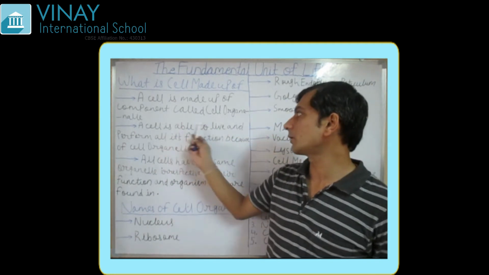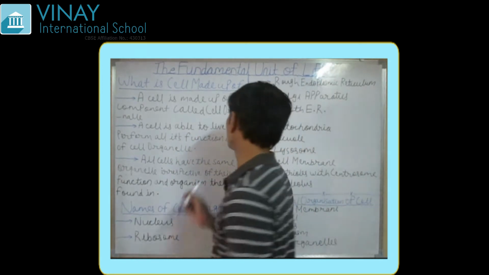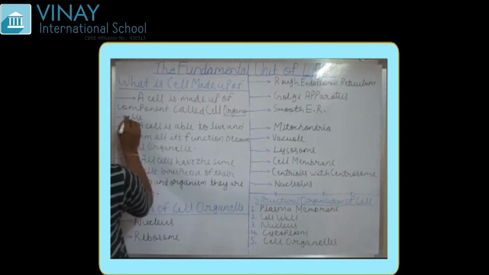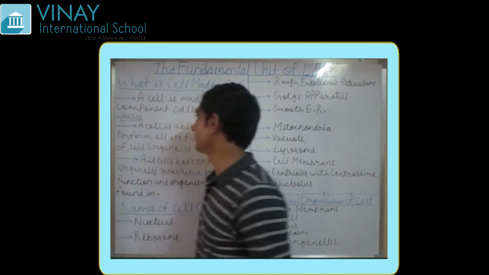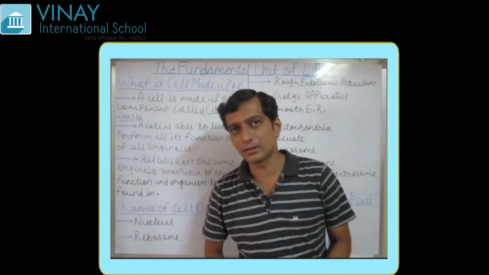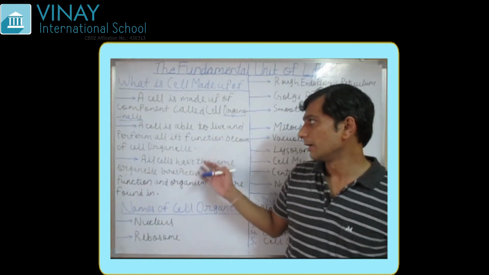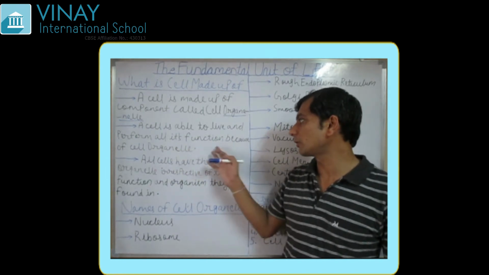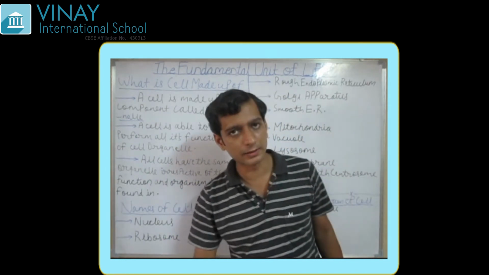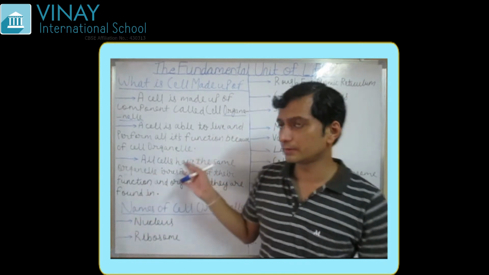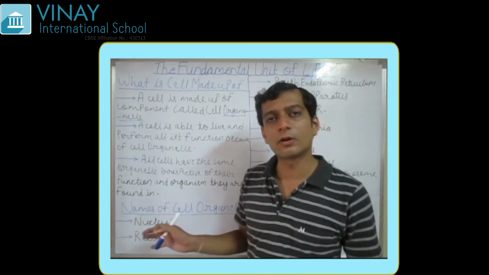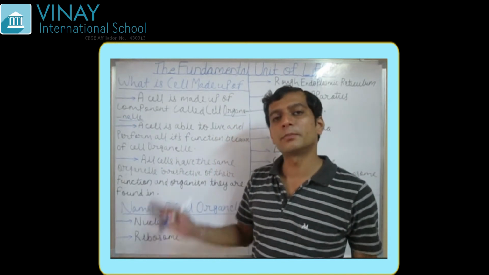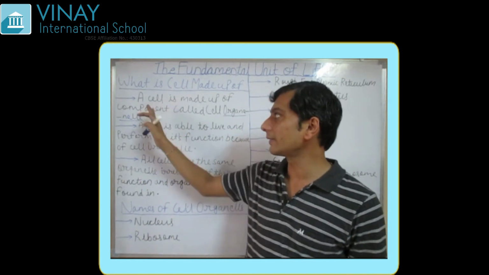A cell is made up of components called cell organelles. Very important here: components called cell organelles. What are these cell organelles? We are going to see. A cell is able to live and perform all its functions because of the cell organelles. You can say its definition, you can say its function, whatever you can say of the organelles. These are very important because life exists.